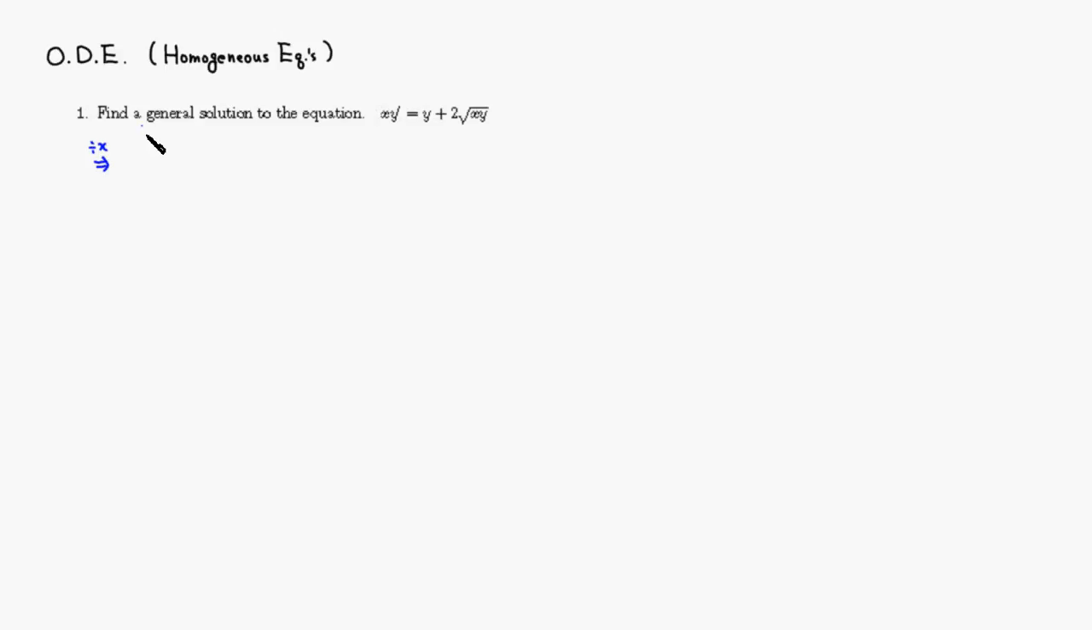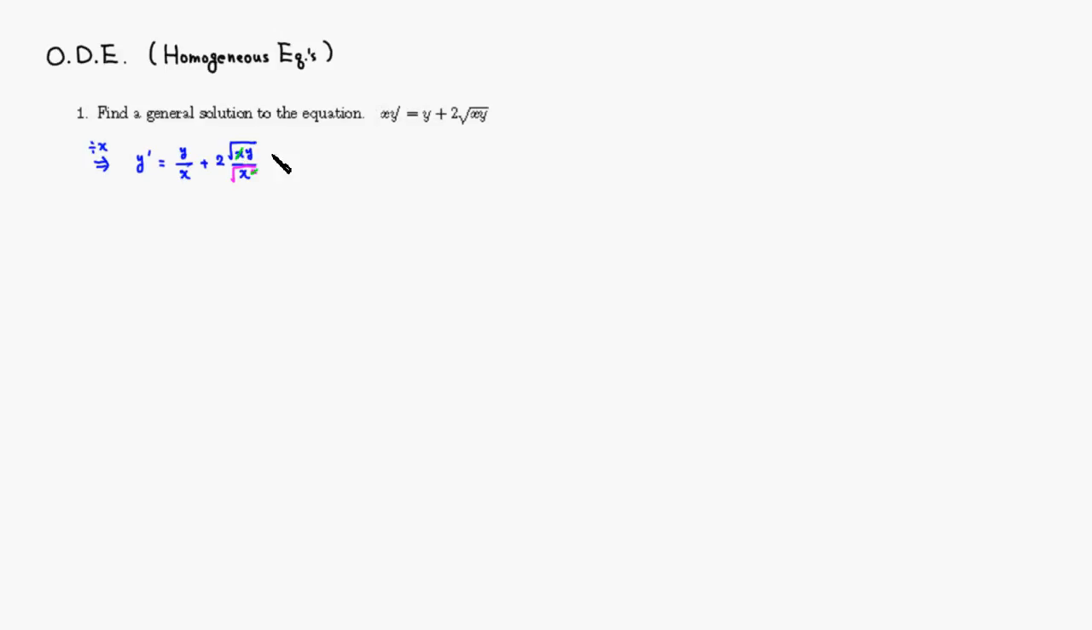So you have y' equal to y over x plus 2√(xy) divided by x. We can simplify this a little more, since x is equivalent to the square root of x squared. So we can cancel x up here with one of the x's.